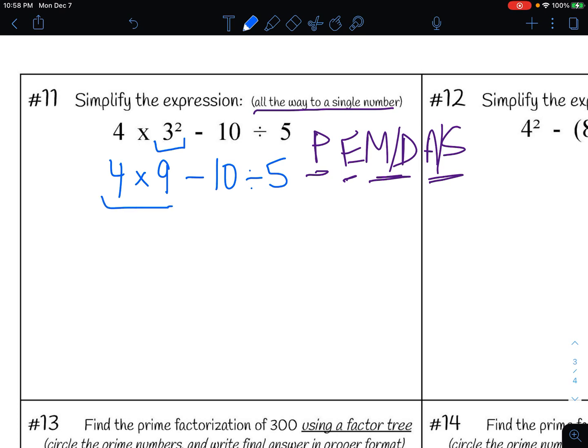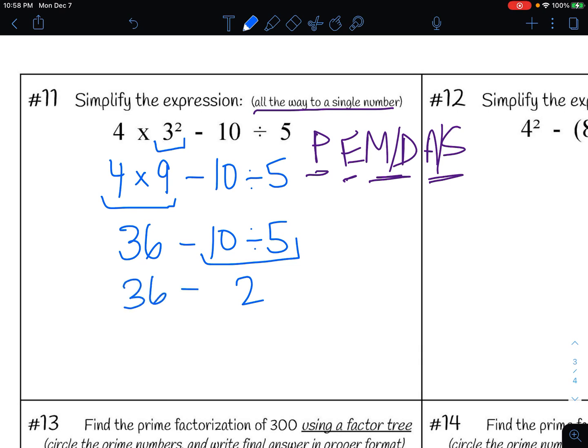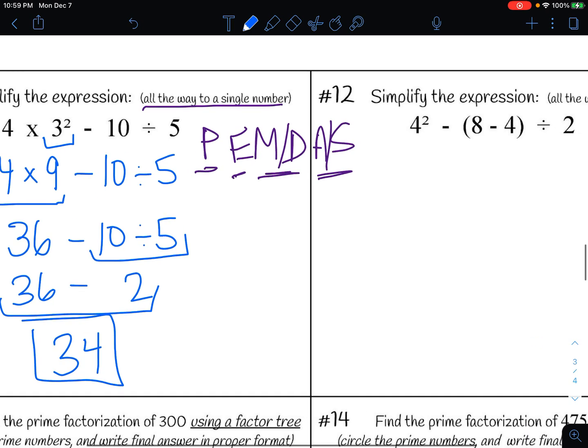So 4 times 9, 9, 18, 27, 36. So that's 36. I'm going to bring down the minus sign, bring down the 10, bring down the division symbol, bring down the 5, and then we have some more division. So we do that. 10 divided by 5 is 2. Bring down the minus, bring down the 36, and finally, last but not least, 36 minus 2 is 34. Very nice. All right, let's go to number 12.